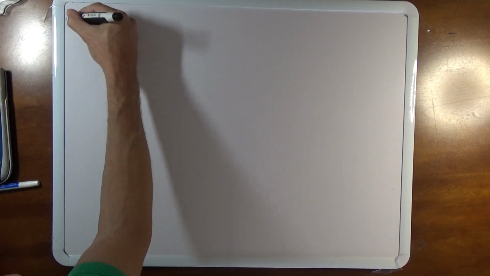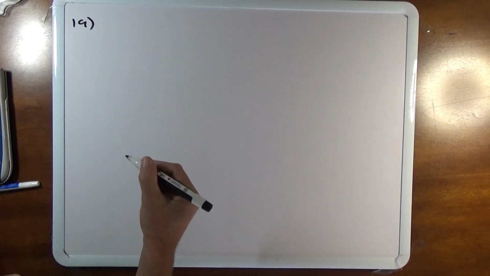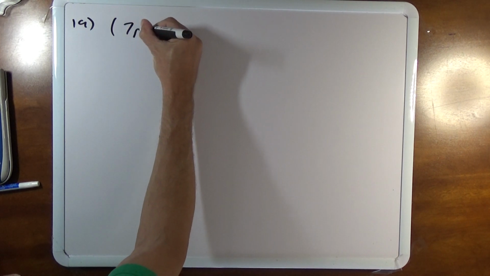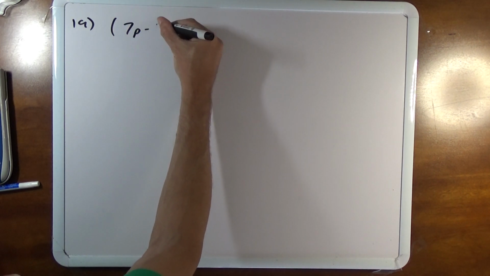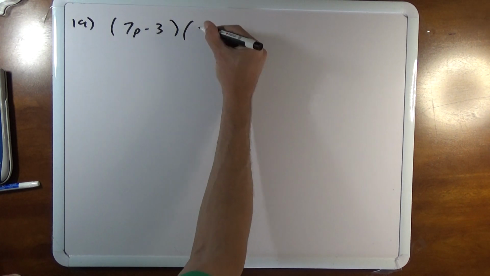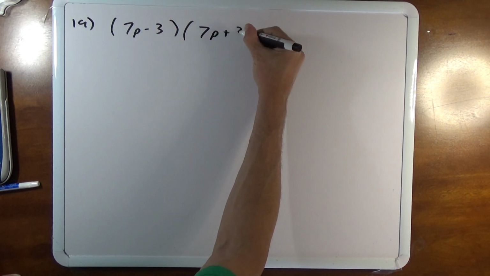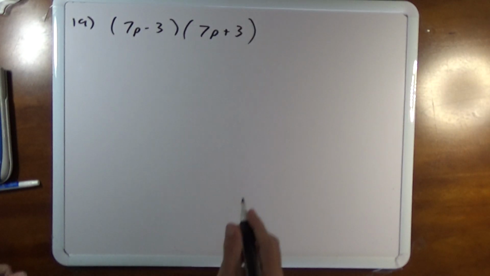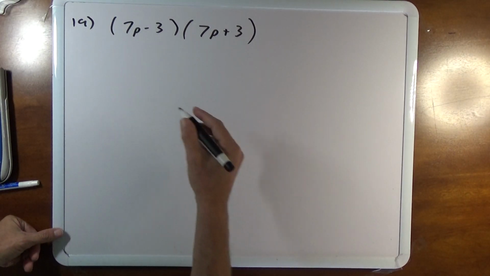Number 19 just says find the product. So we're multiplying 7p minus 3 and 7p plus 3. When I FOIL these out, the middle terms are going to go away. Well, they'll cancel. Not go away exactly.